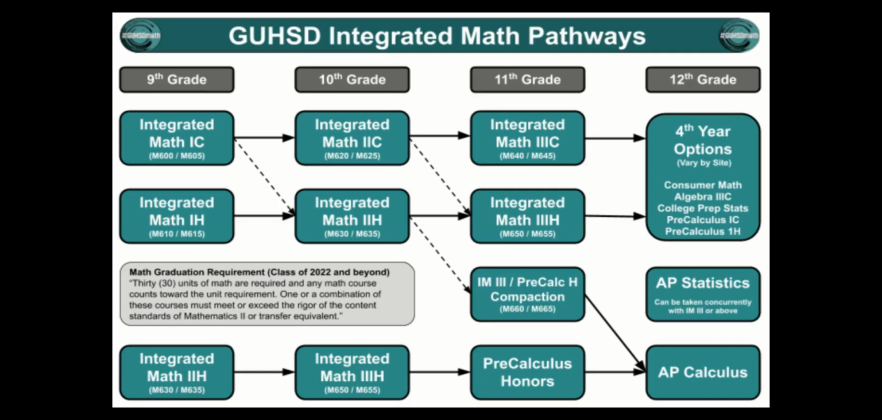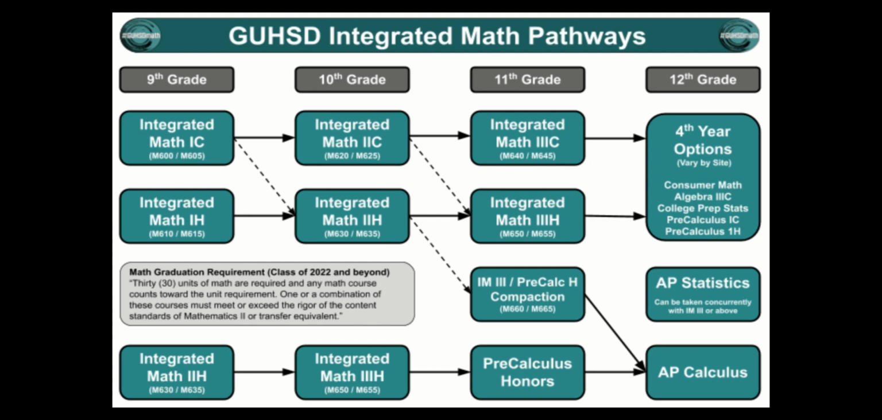The first is the college prep sequence. Students start in Integrated Math 1, go to Integrated Math 2 in 10th grade, Integrated Math 3 in 11th grade, and have a variety of options come senior year. Students wanting to start at an honors level can take Integrated Math 1 Honors, Integrated Math 2 Honors, Integrated Math 3 Honors, and then again have a variety of options come senior year.